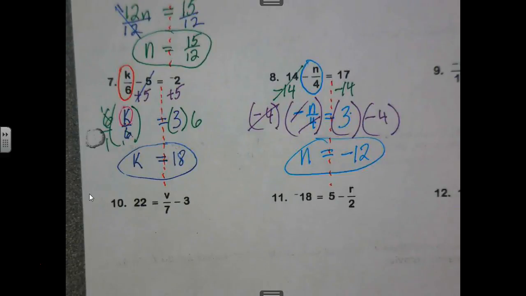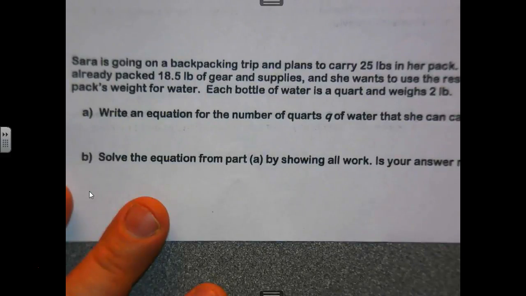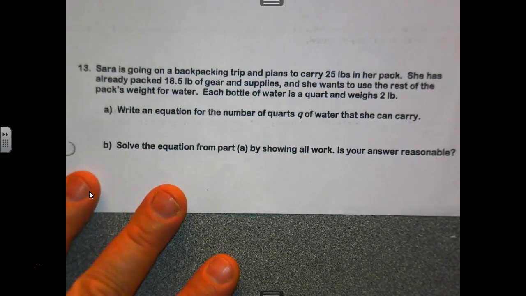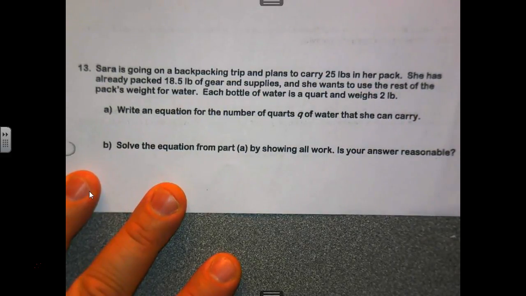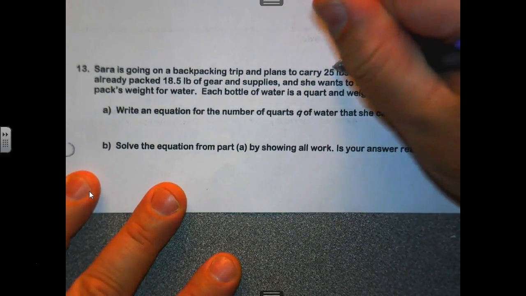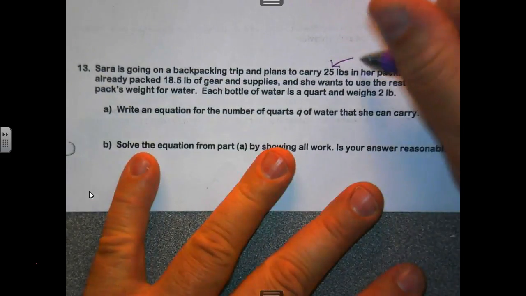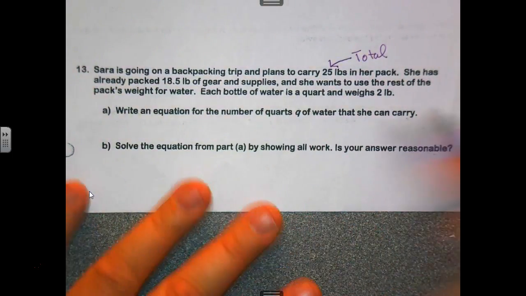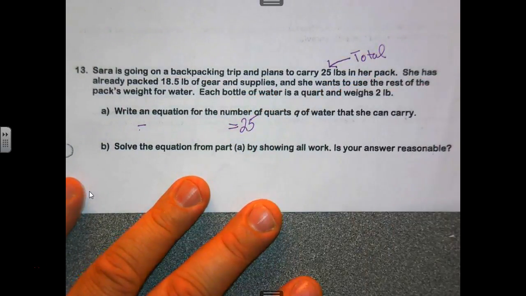Okay, number 13. As much as we'd like to skip word problems, we can't. Okay, Sarah's going on a backpacking trip and plans to carry 25 pounds in her pack. What is that, 25 pounds? If she's going to carry 25 pounds, that's our total, right? Remember what I told you about totals? Your totals usually in this class is going to be on one side of the equal sign, okay?